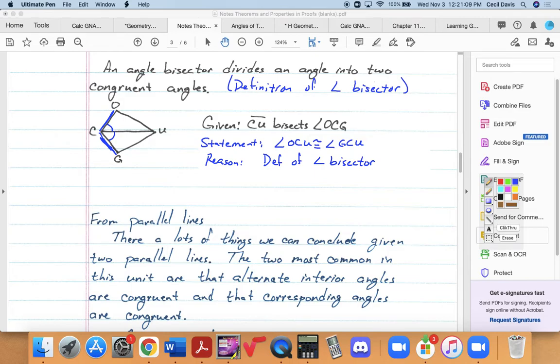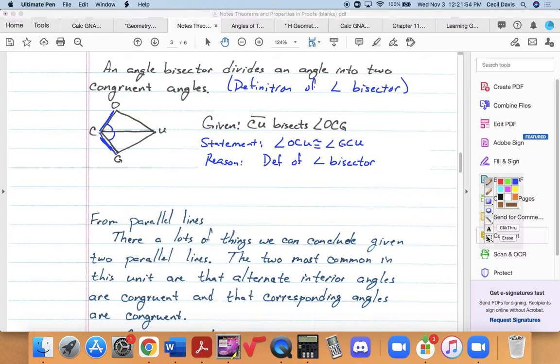Yes, sir. Do we cut the GCO in half? Or we cut OCG in half. So did I just cut what angle C is? Yeah. Here's the angle OCG, and then segment CU does the cutting. So UCO and UCG are not correct? UCO is the same thing as OCU. Okay, so either way you want to say it is fine.